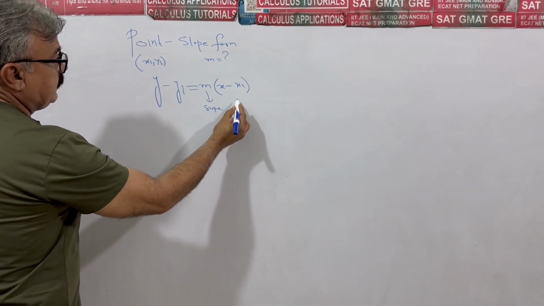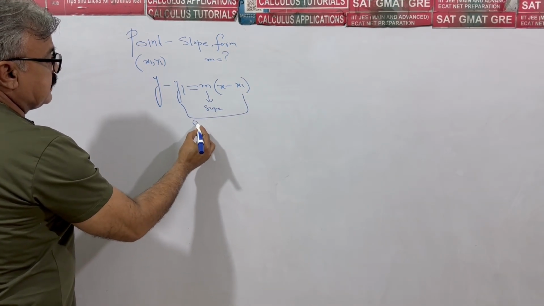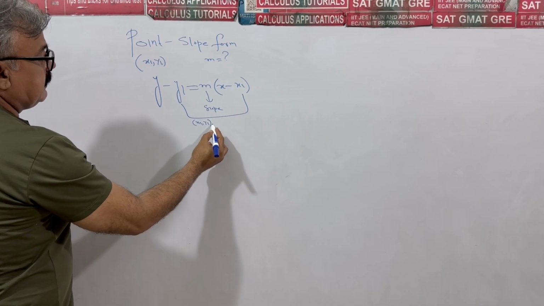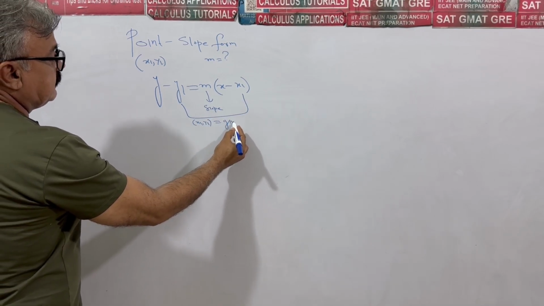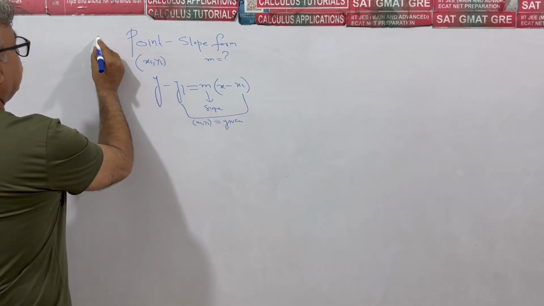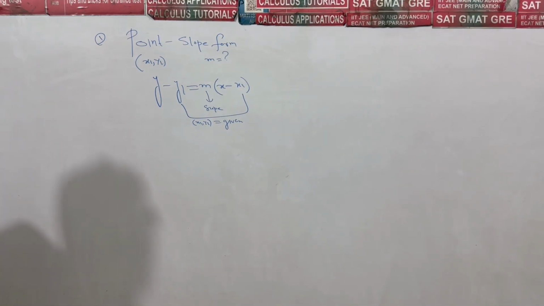m is our slope, x1, y1 is our given point. Number one, this is known as point slope form, the equation of a straight line in two dimensions, in x and y.